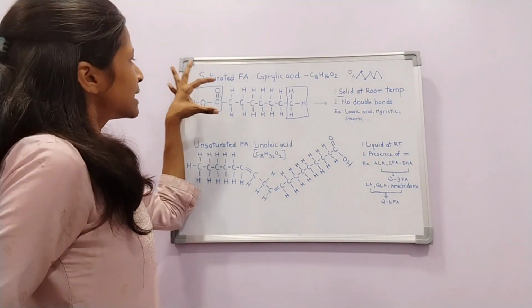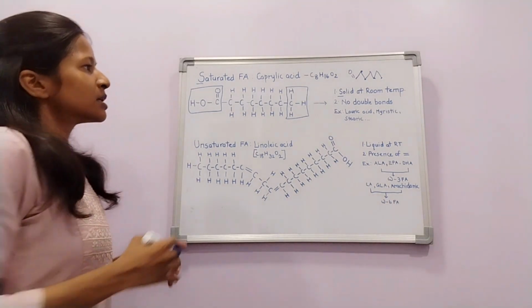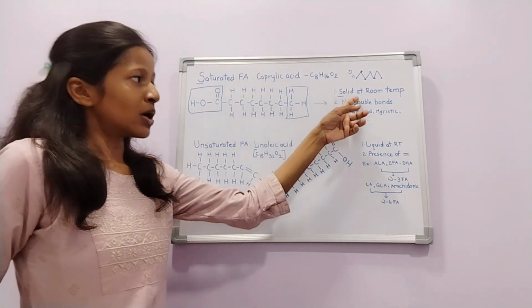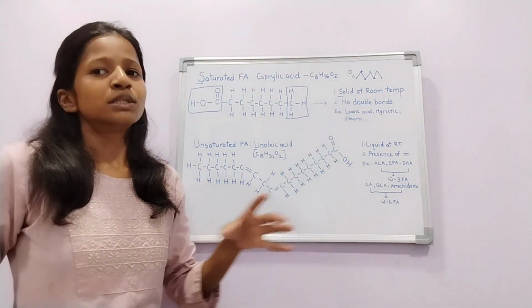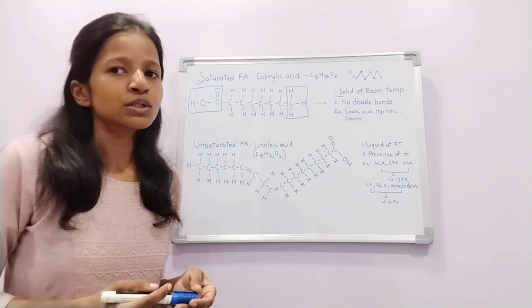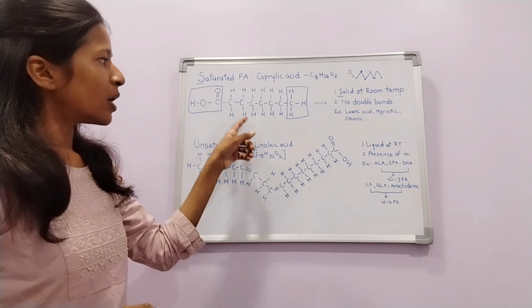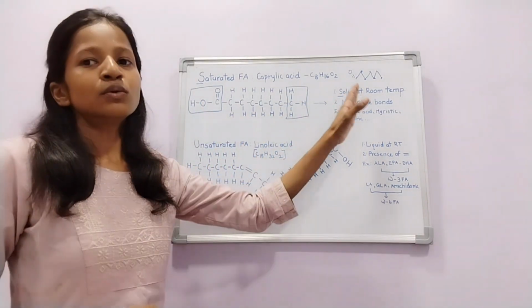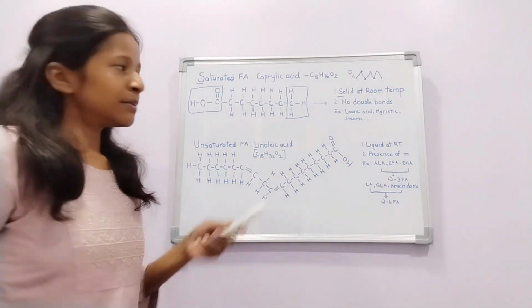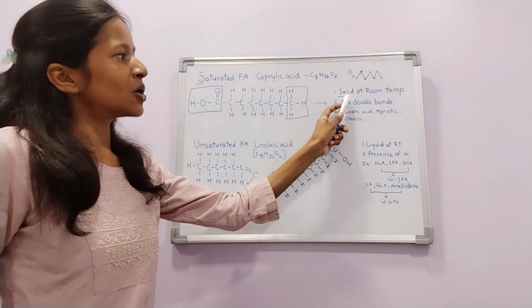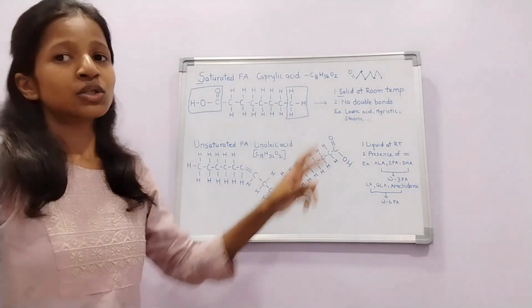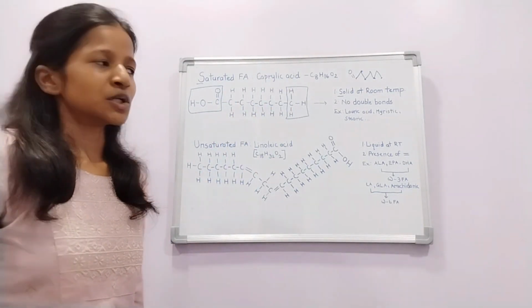So starting with the saturated fatty acids, if you try to memorize that saturated fatty acids are solid at room temperature and have no double bonds, you might remember it at that moment, but later on you might get confused. But if you understand the concept behind it, it's very easy. Still, if you want to keep it in mind: saturated S and solid S. Now let us see why saturated fats are solid at room temperature.